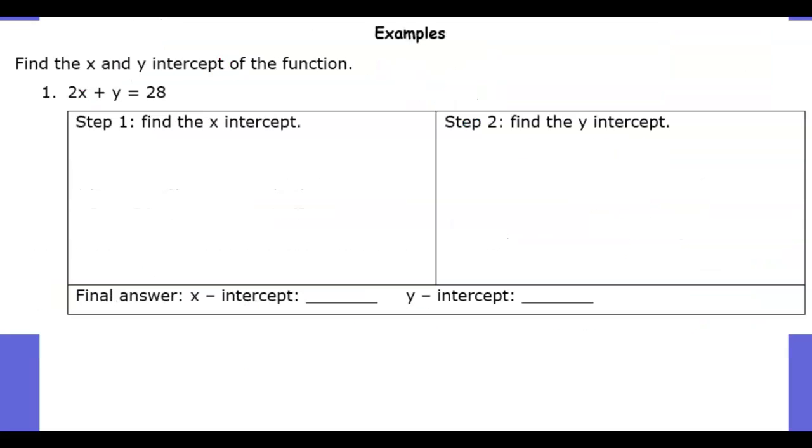All right, so here we have our first equation. 2x plus y is equal to 28. Find the x and y intercept of the function. So our first step is to find the x-intercept. In my x-intercept, I just like to always do a let and say let y be 0. Okay, just to keep myself organized, because if I'm finding the x, my y is 0.